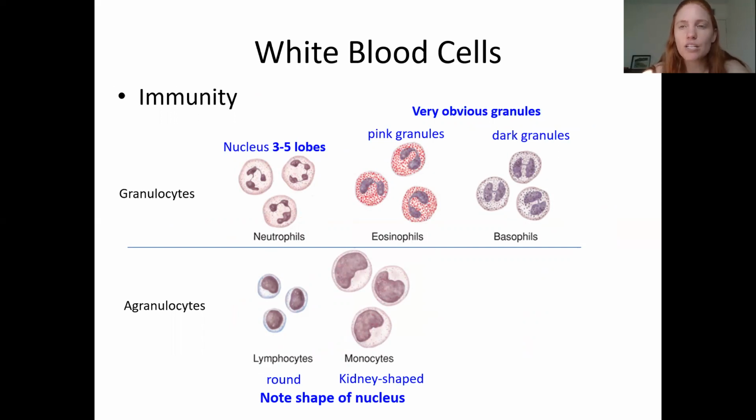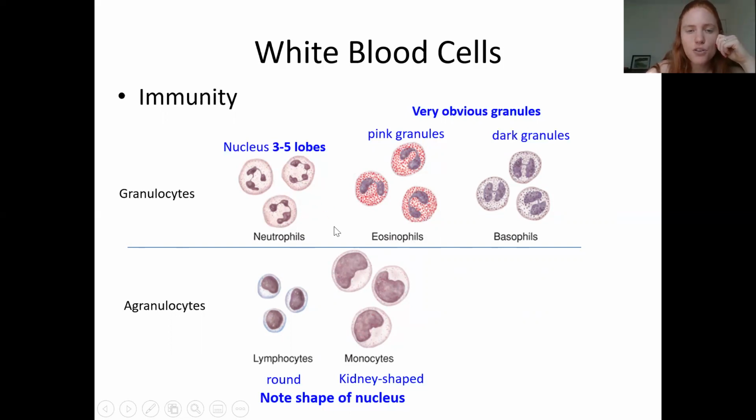The first one is whether or not they have little dots, and those little dots are called granules. So the ones that have granules are generally called granulocytes. Remember, cyte means cells, granulocytes because they have granules. The three ones that have the granules are the neutrophils, the eosinophils, and the basophils.